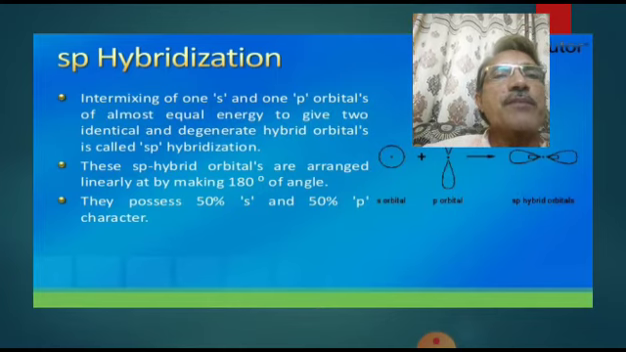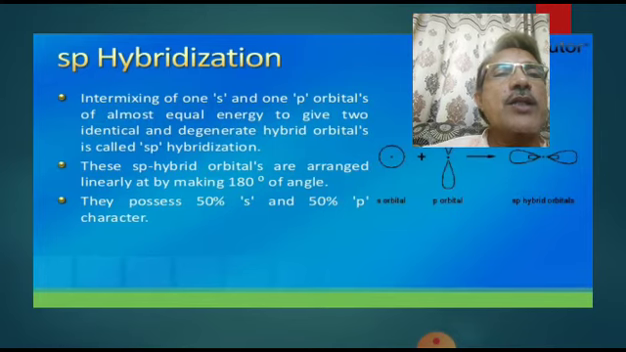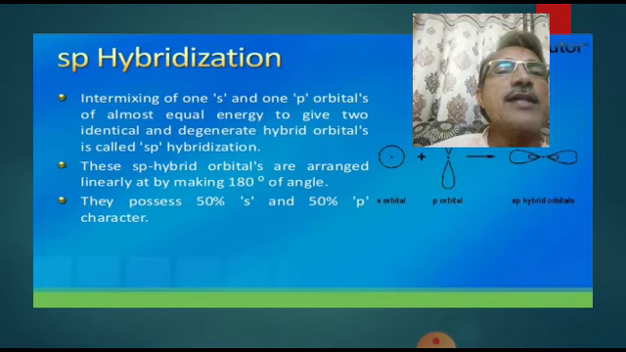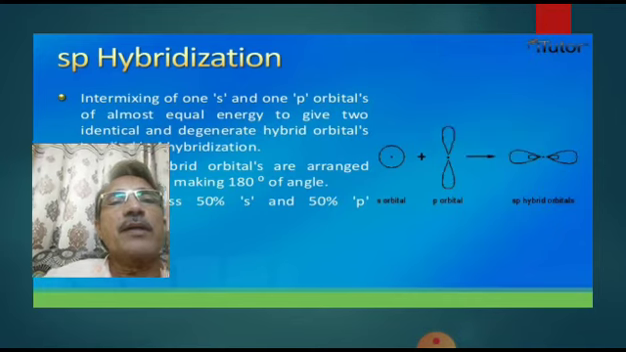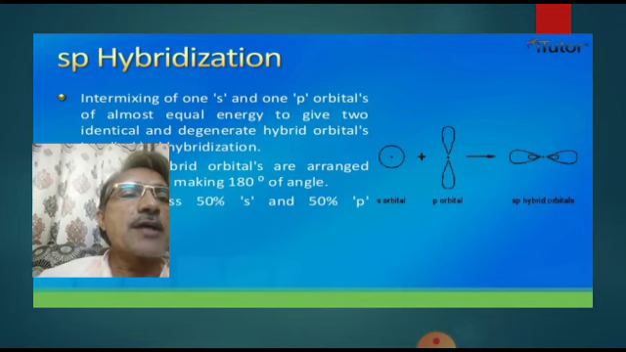sp hybridization. Intermixing of one s and one p orbital of almost equal energy to give two identical and degenerate hybrid orbitals is called sp hybridization. These sp hybrid orbitals are arranged linearly, making 180 degrees of angle. They possess 50% s and 50% p character. You can see the formation of two sp hybrid orbitals.